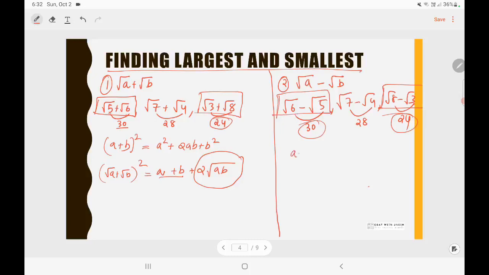Again I got this using the formula (a minus b) whole square is equal to a square plus b square minus 2ab. That means (root a minus root b) the whole square is equal to a plus b minus 2 root ab. So whichever number has this one greatest will be the smallest among these numbers. That's why when I got 30, this is the smallest.